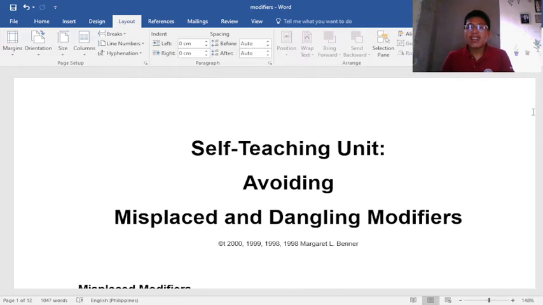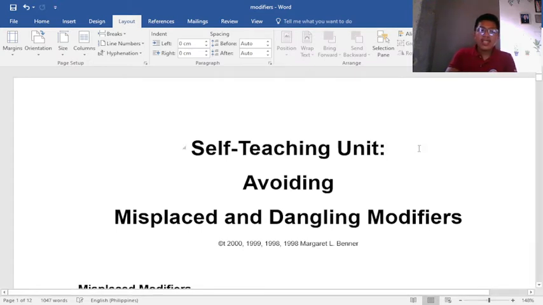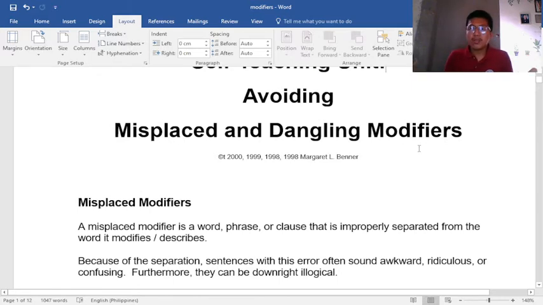But today, another unit na naman ang ating pagtutuunan ng pansin because we're going to talk about the self-teaching unit in avoiding the misplaced and dangling modifiers. Credits to the author of this one by Margaret Albiner. Let's discuss first different kinds of modifier. But before that, may I ask you, what do you mean by modifier? Anybody?